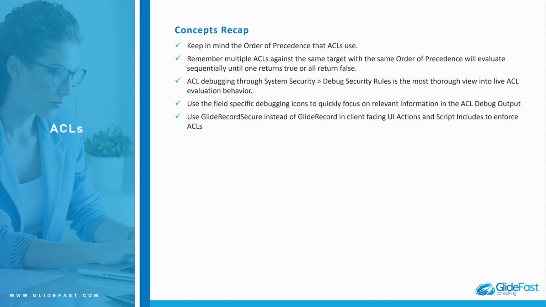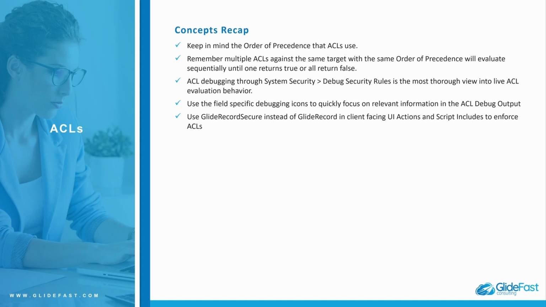So today we discussed how ACLs work and how to configure them. Please keep in mind the specific order of precedence that ACLs use, because there are potentially a lot of overlaps and you have to understand the order of precedence to understand what the net ACL evaluation outcome will be. You should also remember that having multiple ACLs against the same target with the same order of precedence will evaluate sequentially until one of those returns true or all of them return false.